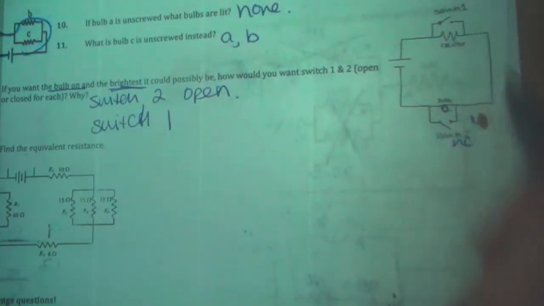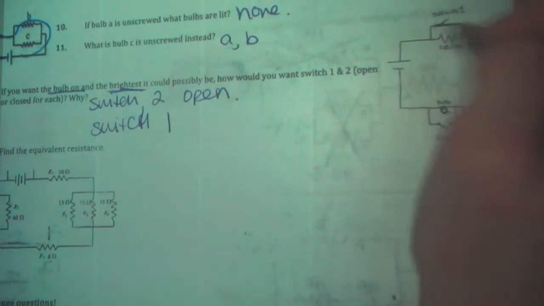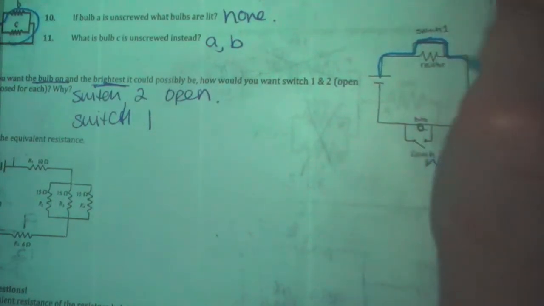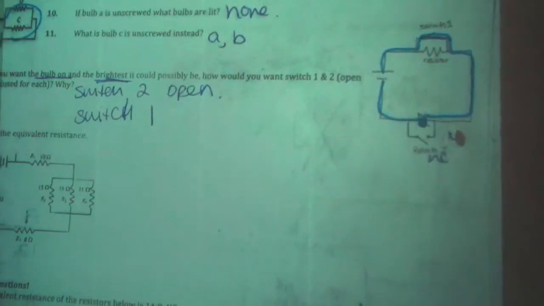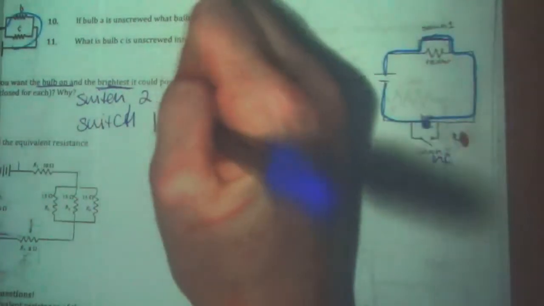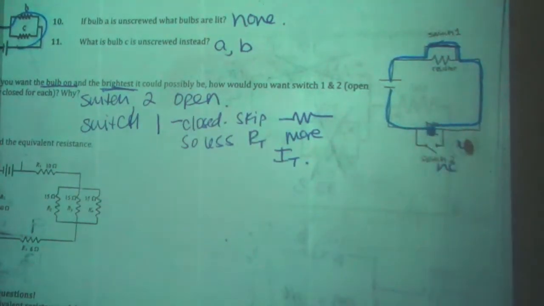We want it to go through the bulb, so we do not want to give it an easier path around. Now we want it to be as bright as possible, which is what we're talking about with switch 1. Switch 1 isn't going to determine if this one is on or off, but it will change the current through the circuit. If you close this, and keep this open, then the current flows around this resistor, but still through the bulb. The reason we want it to go around this resistor is because then there's less resistance in the circuit, so you have more current flow. So switch 1 you actually want to be closed because you want to skip the resistor, so there's less R total and more total current, because more current through this bulb is going to make it shine brighter.